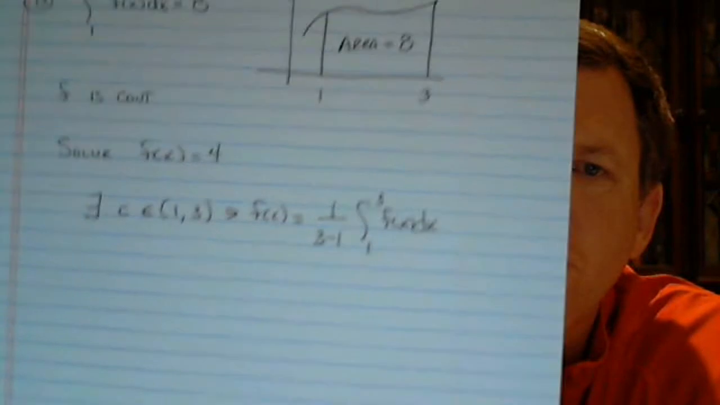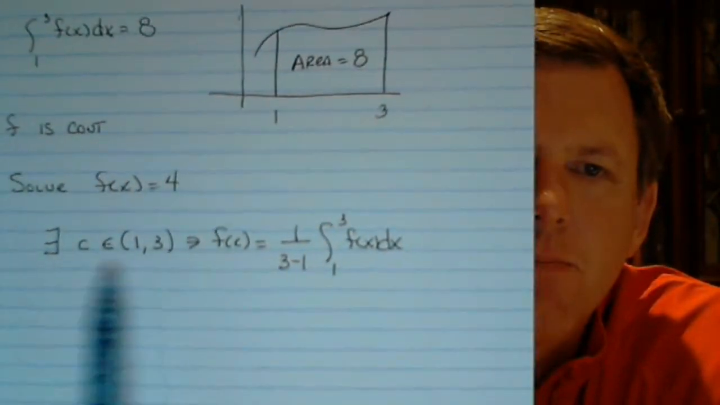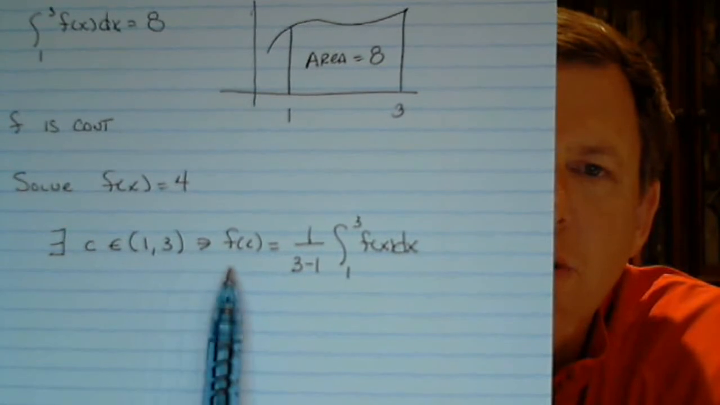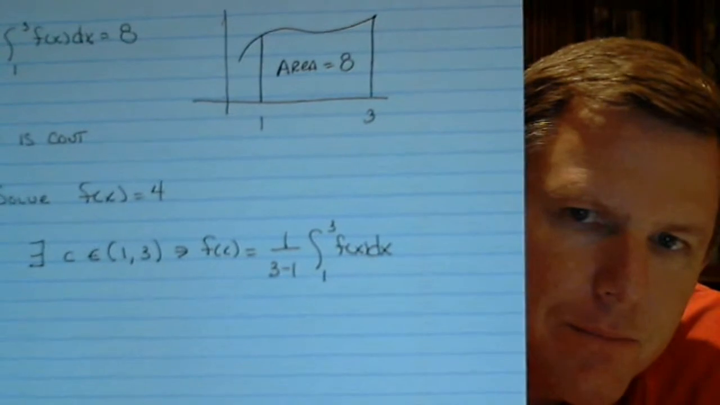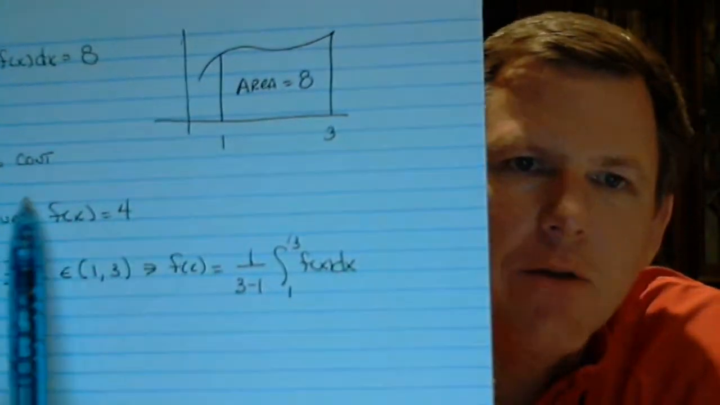So here's what you know. You know there exists a C, an element of 1 to 3, such that f of C has to equal 1 over 3 minus 1, the integral from 1 to 3 of f of x dx. You know this is true. You know what I wrote there is true. There exists a C, an element of 1 to 3, such that f of C is equal to this. You know this is true because this is the conclusion for the mean value theorem. And the condition for the mean value theorem is met right here.